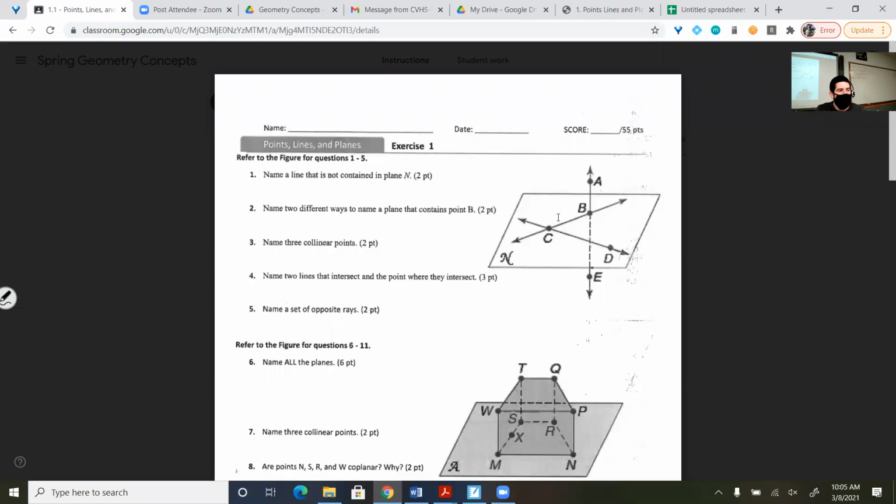The next 2 lines that we have that intersect are going to be lines CB and AE. AE and CB intersect at point B. So, name 2 lines that intersect and the point where they intersect. We had a couple choices. First one was line CD and line CB, and CB and CD intersect at C. And then CB and AE intersect at point B.